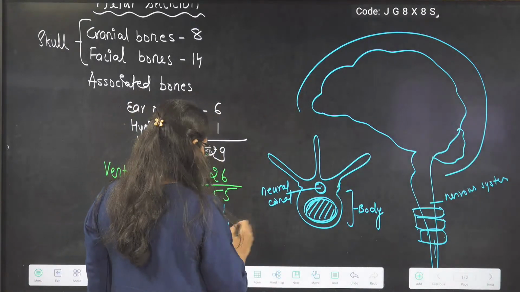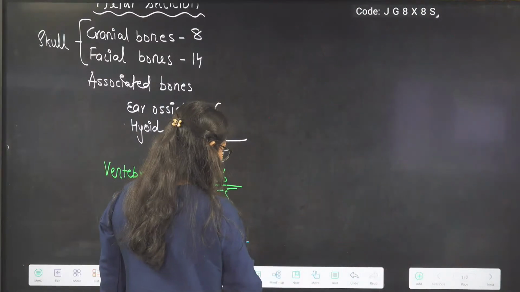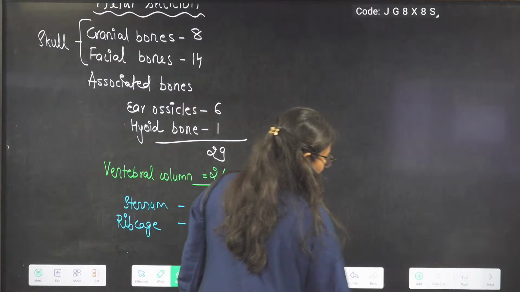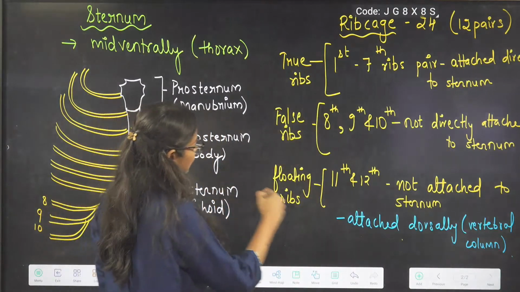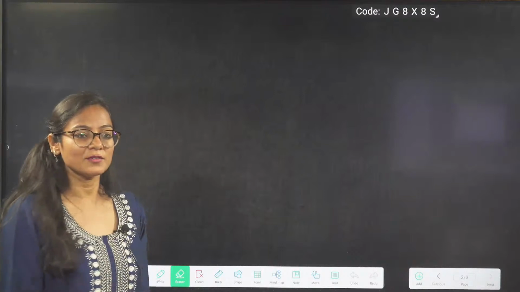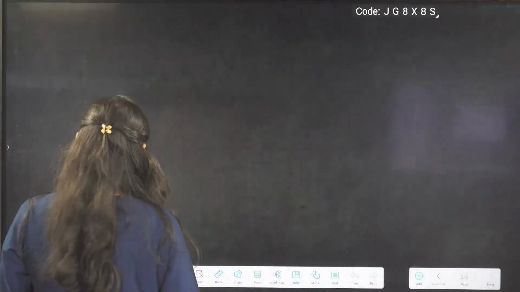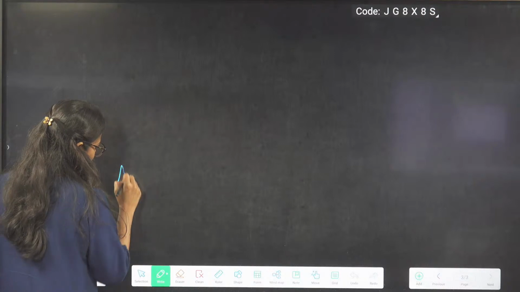So this diagram is not required. I'm just going to erase it because we'll do the rest of the discussion here. Right, so with this, the rib cage is also done. Now shall we start with the other part of skeleton, that is the appendicular skeleton? Let's start with it.